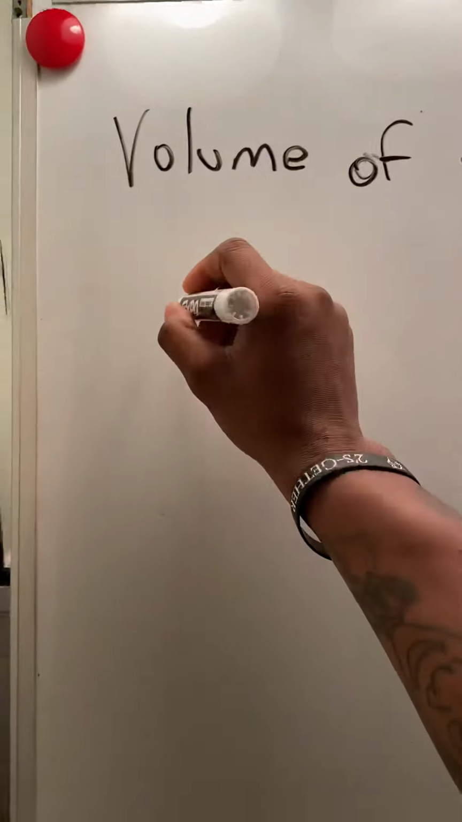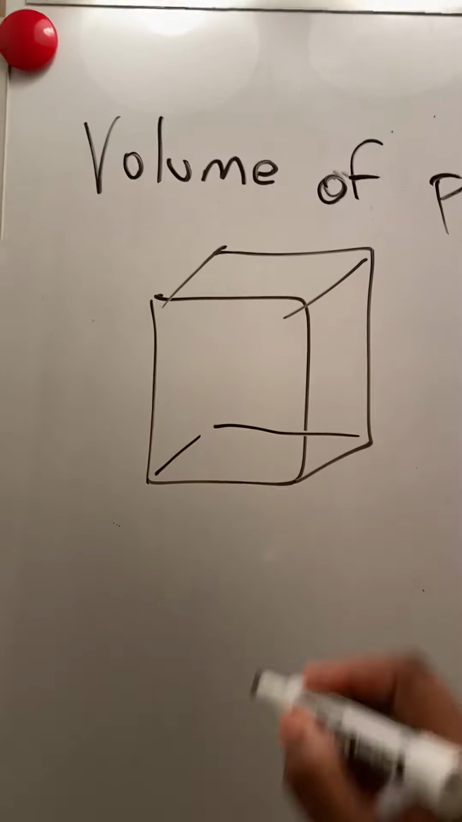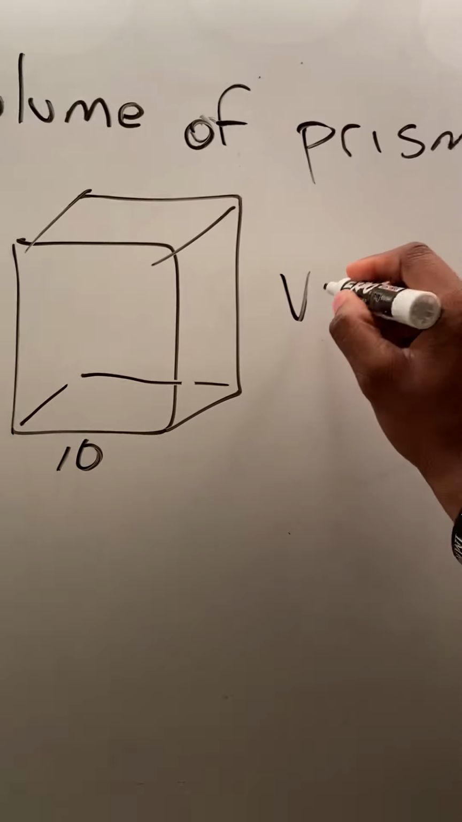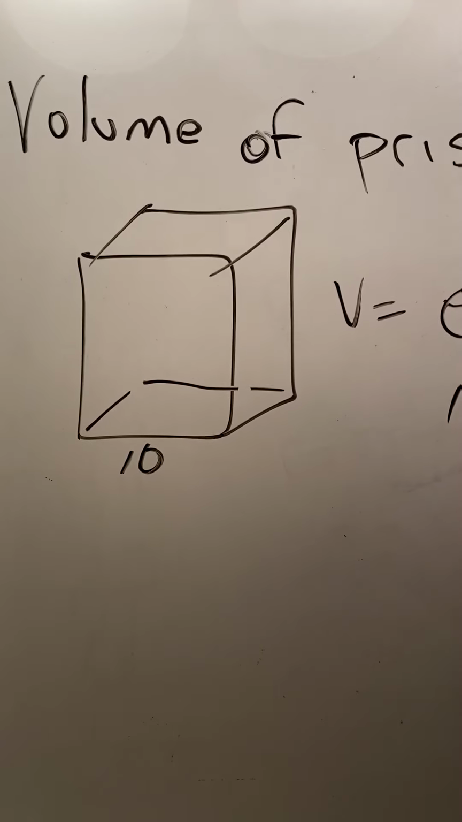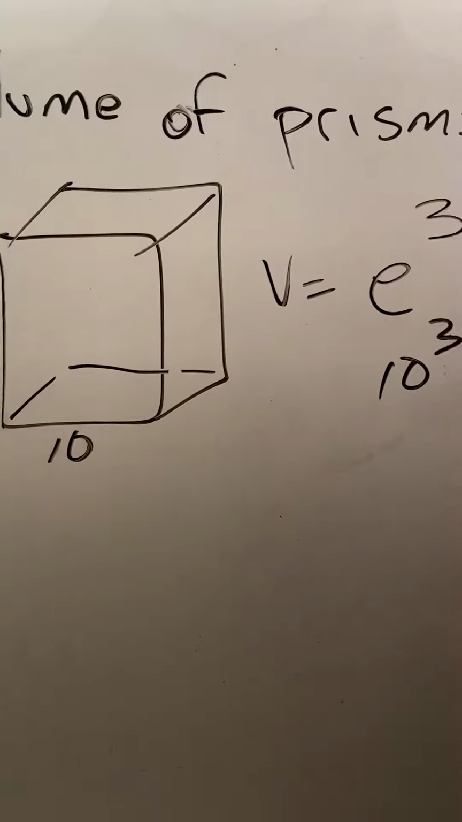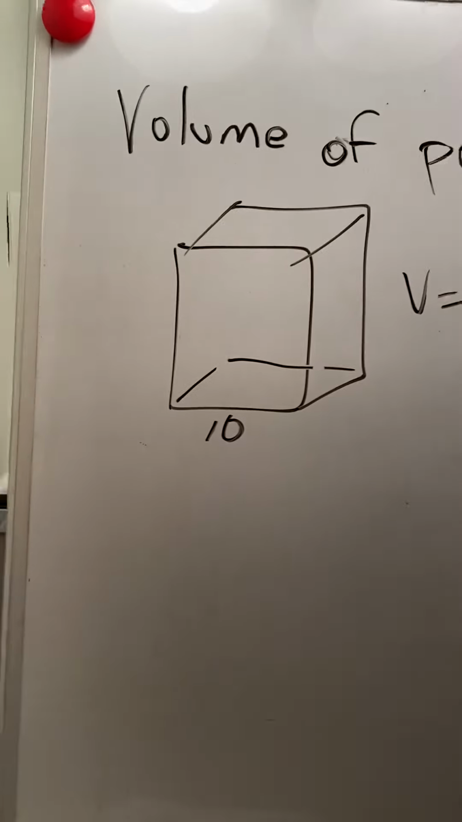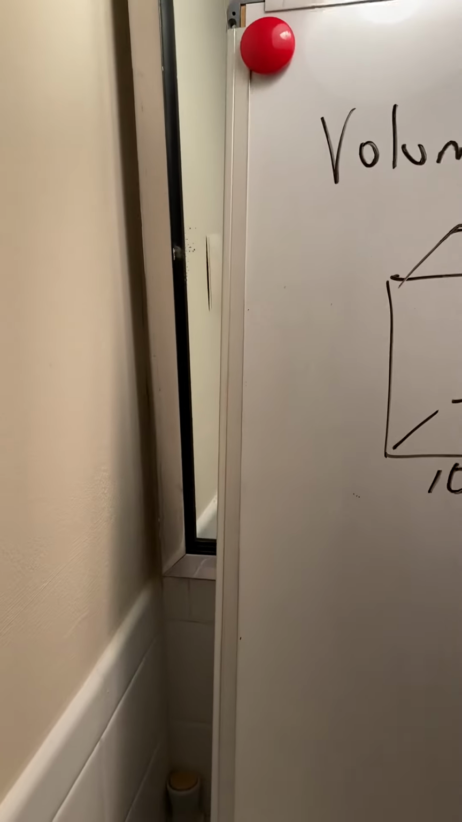So if we had that particular problem there, let's say this was 10, then the volume would be e to the third, the edge is there, 10 to the third power, which is 1,000, whatever the units are, cubed. So I have my unit cubed. It's always cubed. Again, that was the cube.